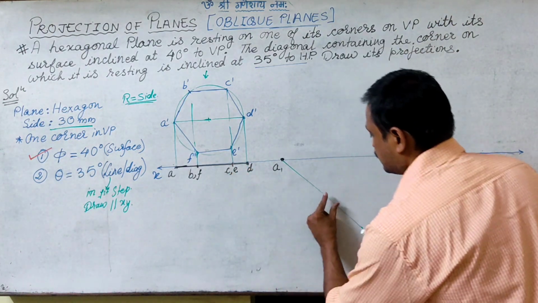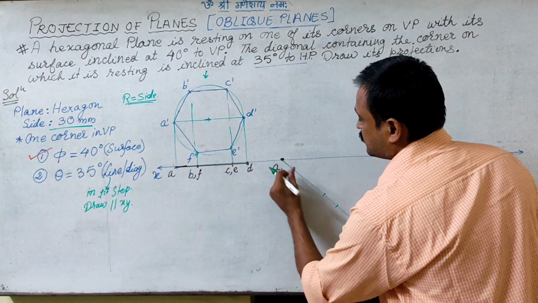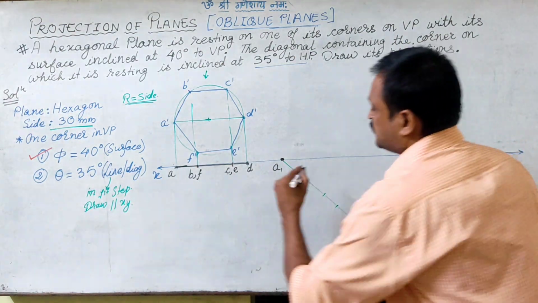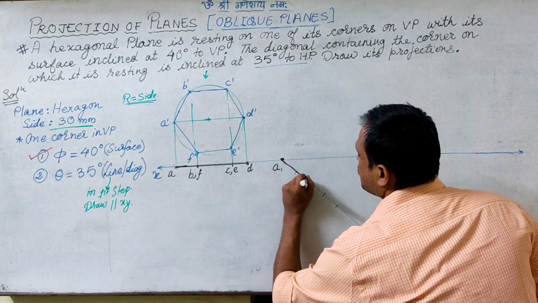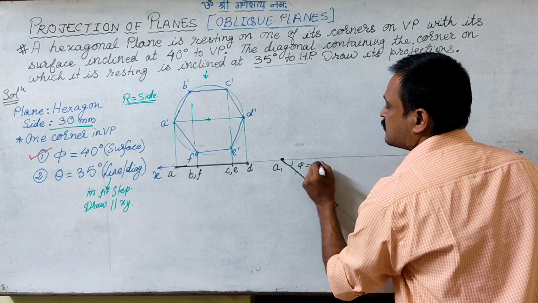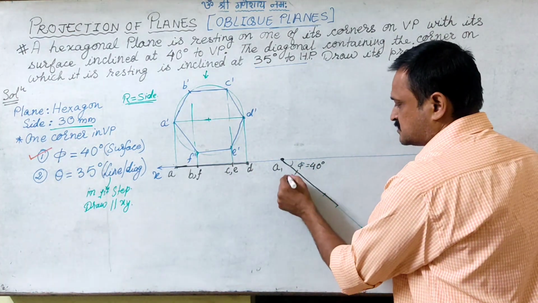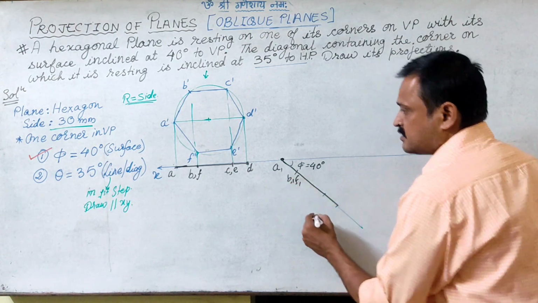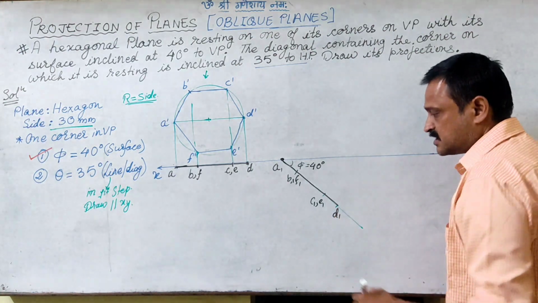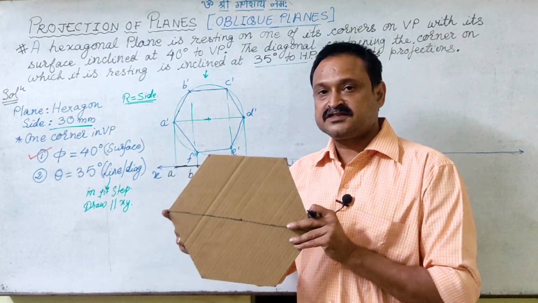And this much. So this is, and we mark all these points together. Just reproduce that same trace, and this is phi given as 40 degrees. So this is A1, this is B1, F1, this is C1, E1, and this is D1. So we have given the first inclination.